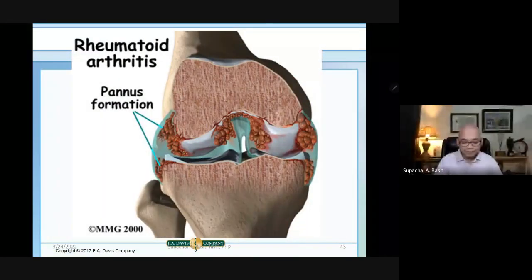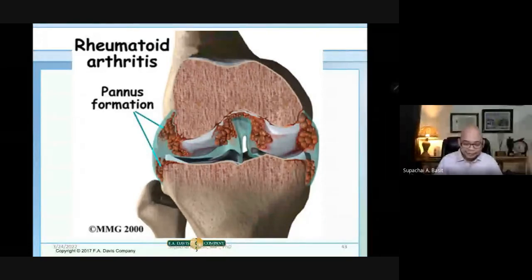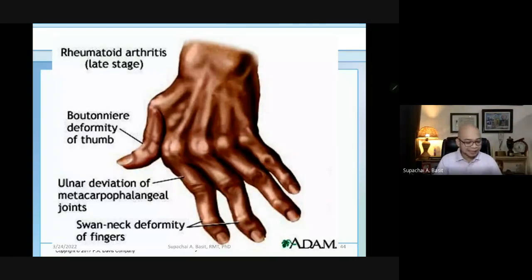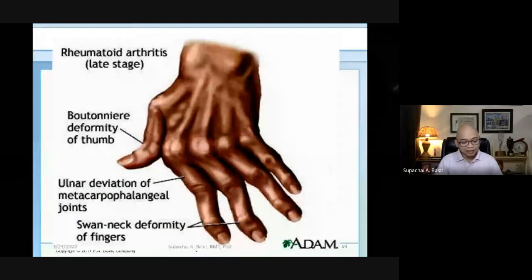Okay, so there is a pannus formation. That's one of the characteristics. And the boutonniere deformity of the thumb. So you'll be able to see the ulnar deviation of the metacarpophalangeal joints and the swan neck deformity of the fingers. So may nakita kayong mga joints. Okay, so these are characteristics of the late stage of rheumatoid arthritis.